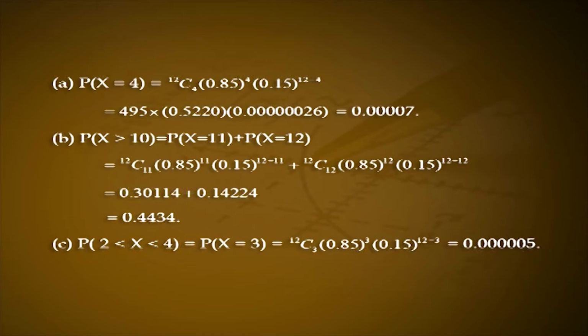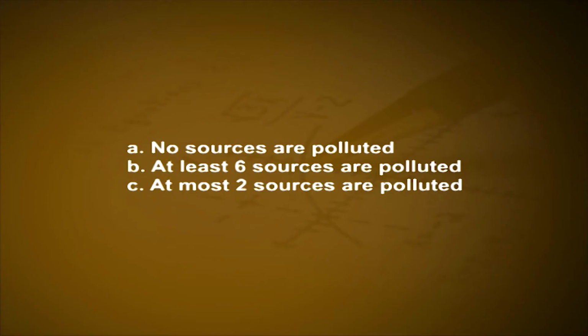3, that is equal to 12C3 into 0.85 raised to 3 into 0.15 raised to 12 minus 3, that is equal to 0.000005. Problem 3. An inspection of sources of drinking water in a town conducted by a voluntary organization found that 30% of the sources are polluted with coliform bacteria. In a random sample of 8 sources from this town, obtain the probability that A.